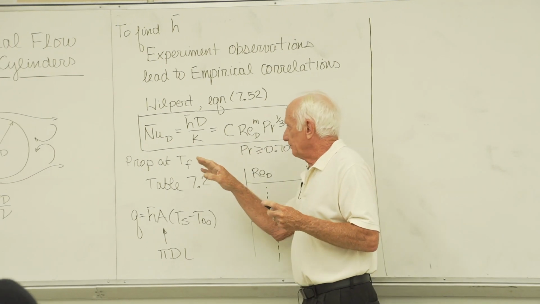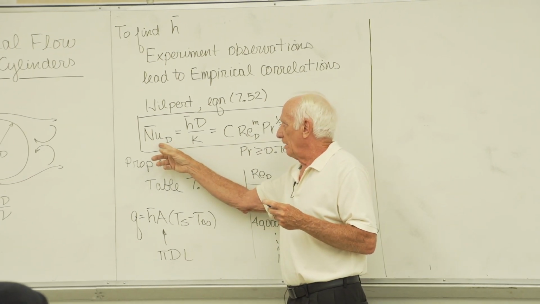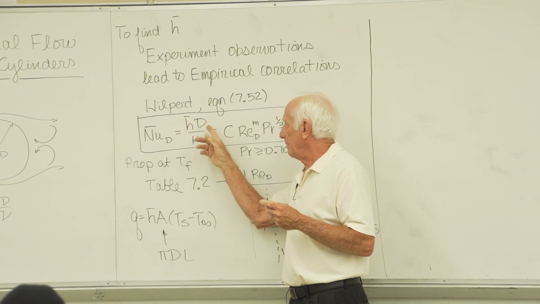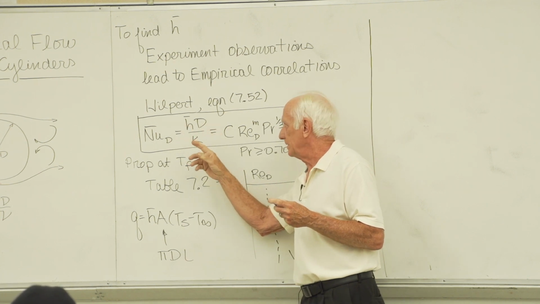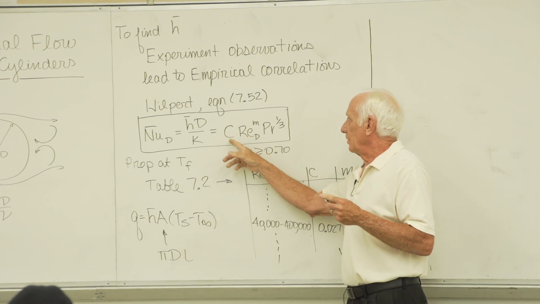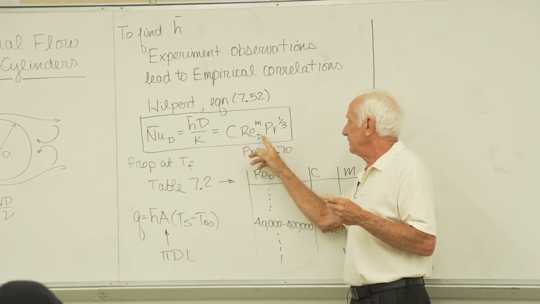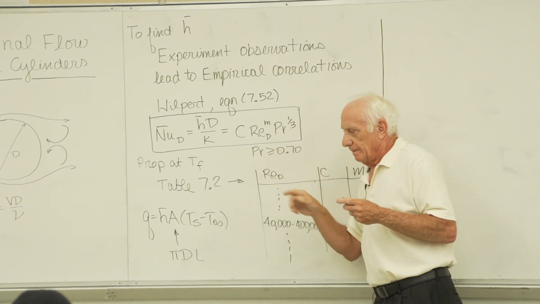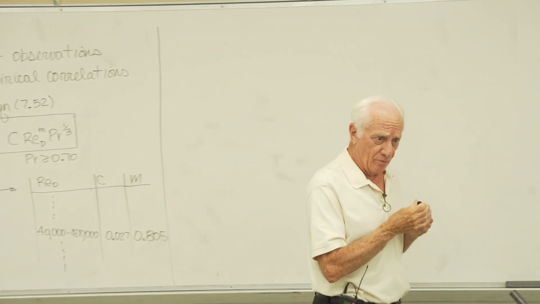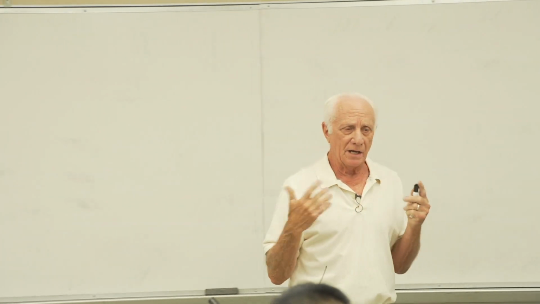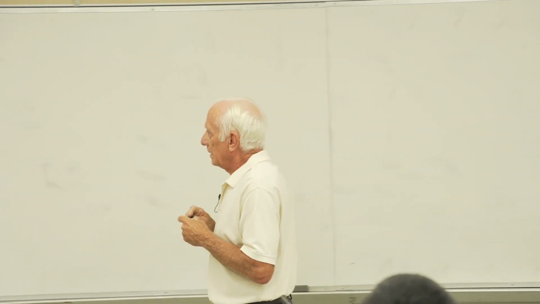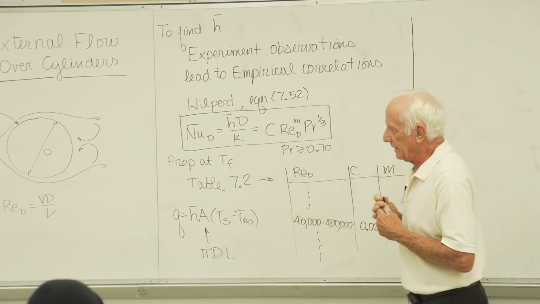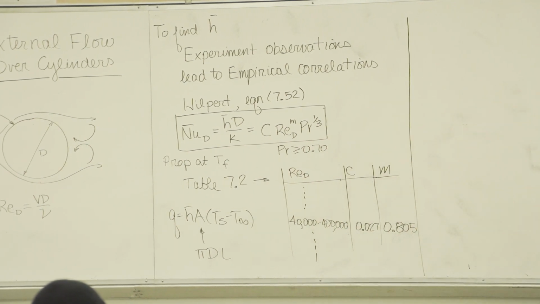This is what it says. The average Nusselt number based on diameter is the average h times the diameter divided by the thermal conductivity, Nusselt number equals a constant C times Reynolds number D raised to the m power, times Prandtl number to the 1/3. Good for Prandtl number greater than 0.7. As we mentioned, that covers a lot of fluids. All the properties in here are based on the film temperature, which is the average of the surface temperature and the free stream temperature.